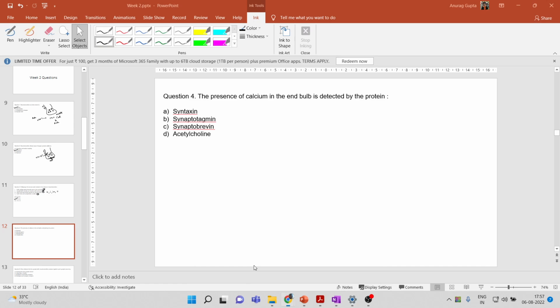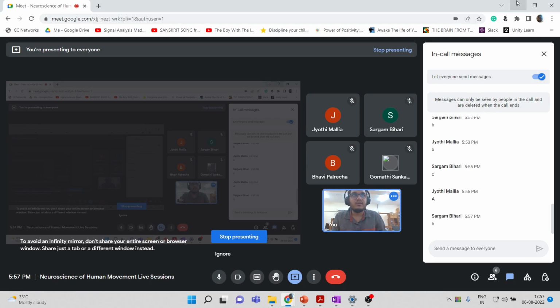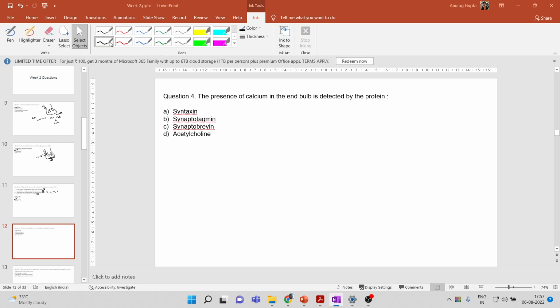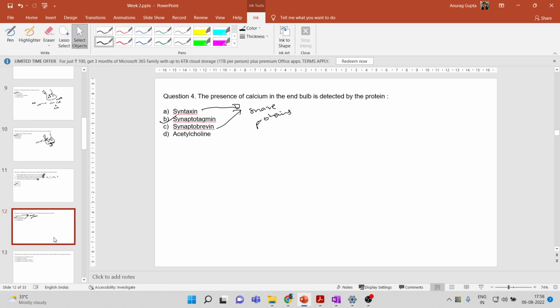Okay, let's hear what the answer is. B. Yes, that's the correct answer. So this can be slightly confusing because we have three: synaptotagmin, synaptobrevin, syntaxin. But let's recall that these two are the SNARE proteins, and this is responsible for docking of the vesicles onto the cell membrane. However, synaptotagmin is responsible for detection of an increase in calcium, right? So, question four, option B is the correct answer. And acetylcholine is what is packed inside the vesicles. So that option is out of the question.